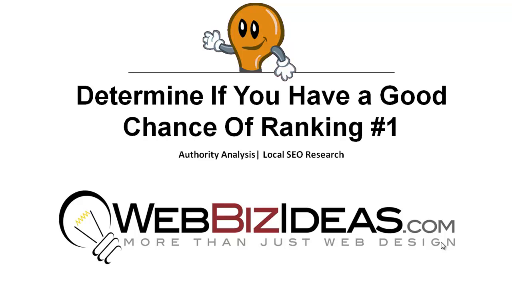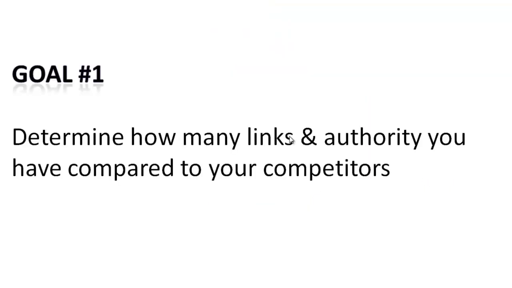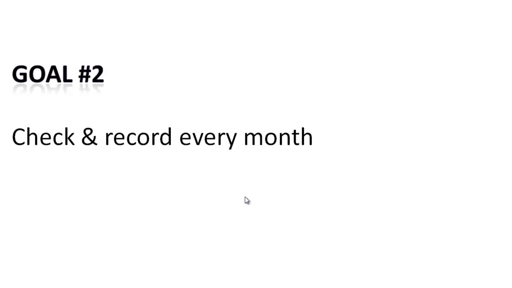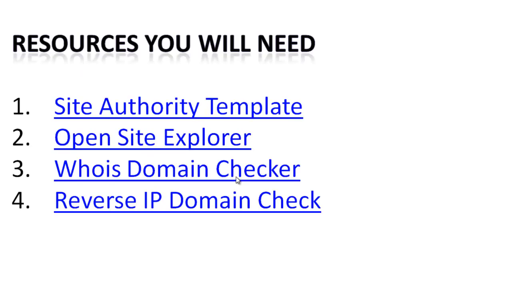This tutorial is going to help you determine if you have a good chance of ranking #1 in Google. Commonly, internally, we call this authority analysis. The goal of it is to determine how many links, or the authority, your website has compared to your competitors. In other words, we're determining if you're doing a better job at SEO or your competitors are. And we're looking to check and record this every single month to see if we're growing faster than our competitors. You'll need a few resources.